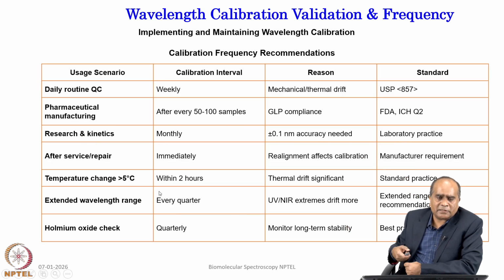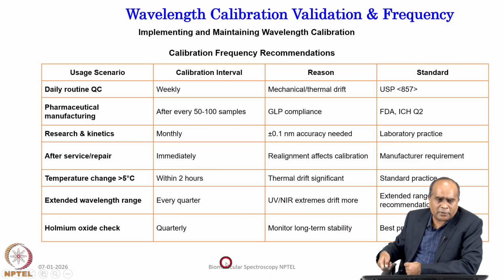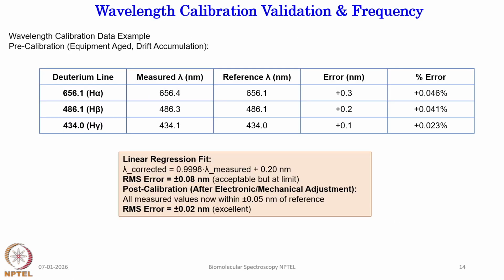Extended wavelength range: if we are working over a very wide wavelength range for some measurement, then you should do this every quarter, for example when UV or NIR drift occurs. So the extended range recommendation should be there first, and then you can engage this quarterly, and a holmium oxide check should also be done quarterly. That is the best practice for doing it.